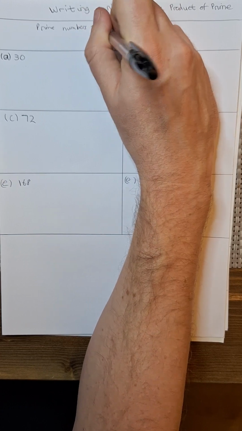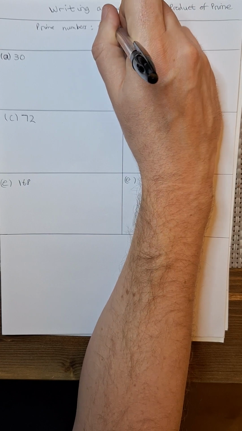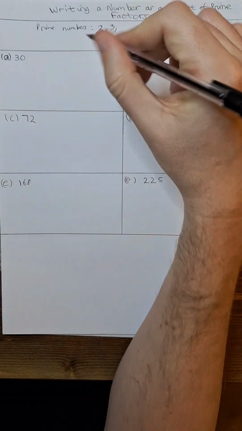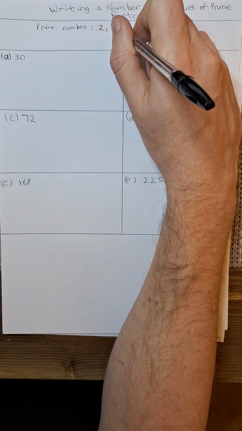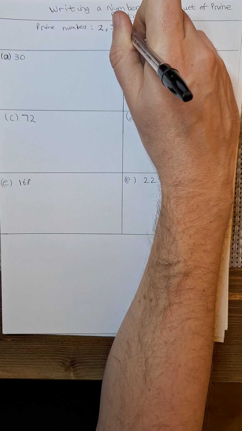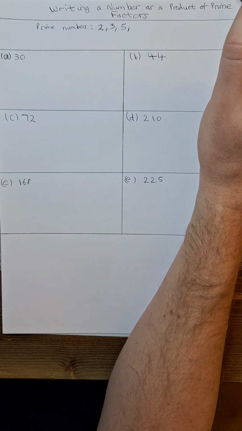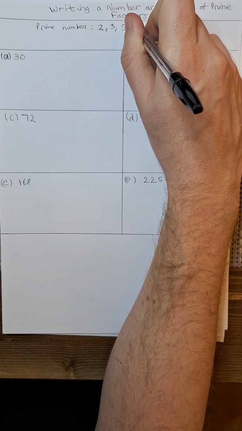We have 2, because 1 times 2 is 2, and there's no other way around 2. 3. 4 is not prime because you have 2 times 2 equals 4 and 1 times 4 equals 4. So 5, 1 times 5 is 5. 6 is not prime because we have 2 times 3 is 6 and 1 times 6 is 6. 7 is prime.